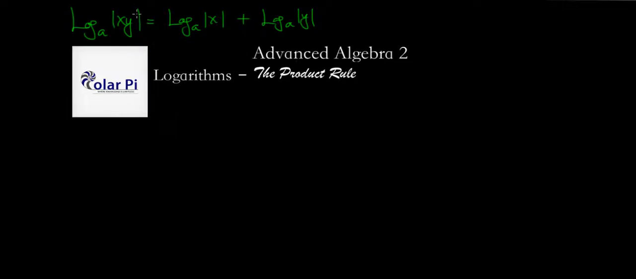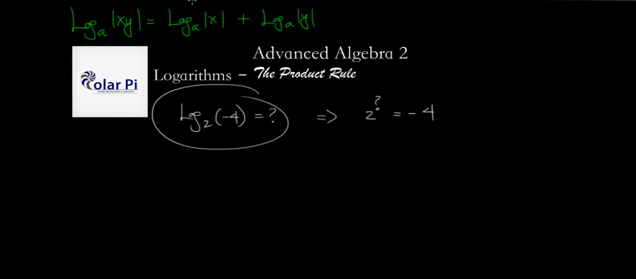But wait, when I stated it formally, I've written stuff that I have not written before, namely the absolute value there, the absolute value there, and the absolute value there. And it turns out that the absolute value is crucial. One reason is that we don't know how to make sense of log base 2 of negative 4. If we write log base 2 of negative 4 and convert to the exponential form, we're asking 2 to the question mark is equal to negative 4. But there is no exponent of 2 that will return a negative 4. And so this does not make sense.